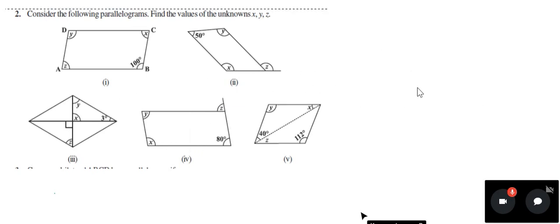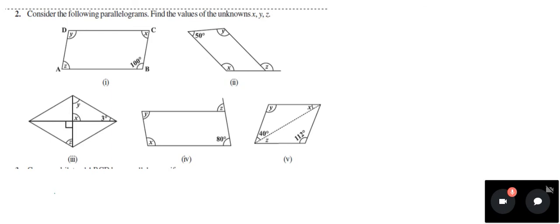Now go for the fourth one. Fourth one is easy. Y equals 80 degrees, and z equals 80 degrees based on corresponding angles. Correct. So therefore x equals 100, because adjacent angles form 180 degrees. Okay, perfect.